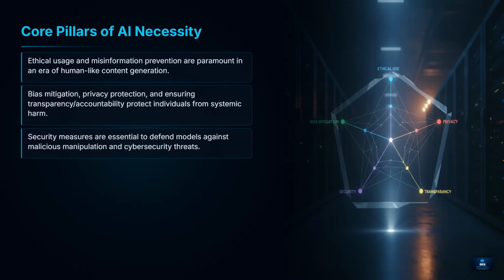Why do we need governance? As AI accessibility grows, so does the risk. We must prioritize ethics to stop misinformation and deepfakes. Simultaneously, we need technical safeguards for data privacy and security. These aren't just technical requirements. They are fundamental to maintaining public trust and fairness in every AI interaction.